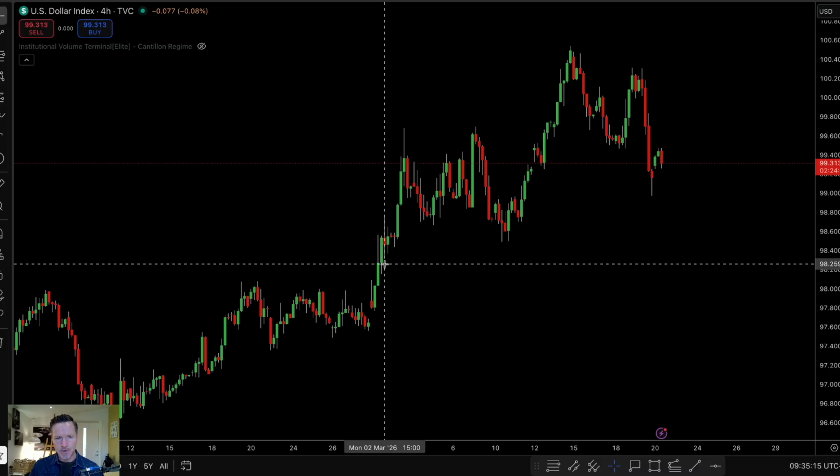When the DXY breaks below 100, the dollar headwind for commodities reduces. Commodity prices in dollar terms become cheaper for global buyers. That's a tailwind for oil.